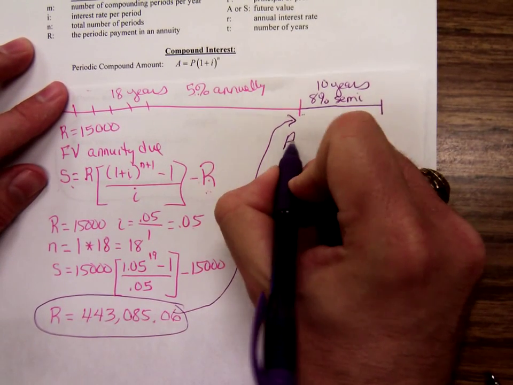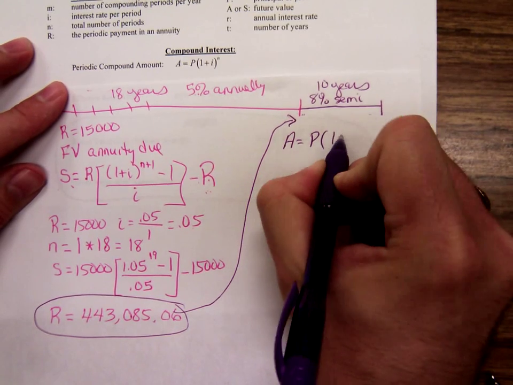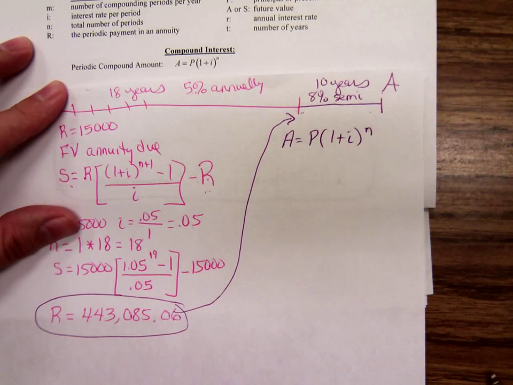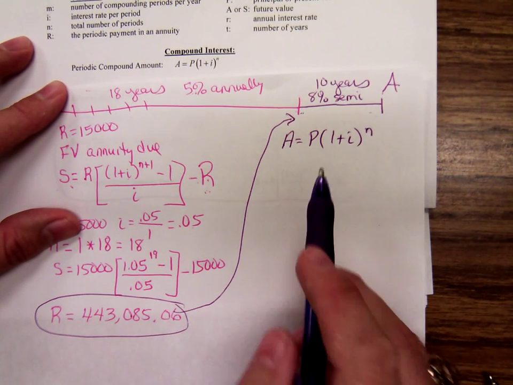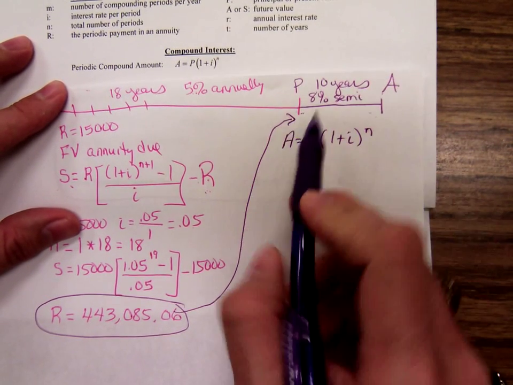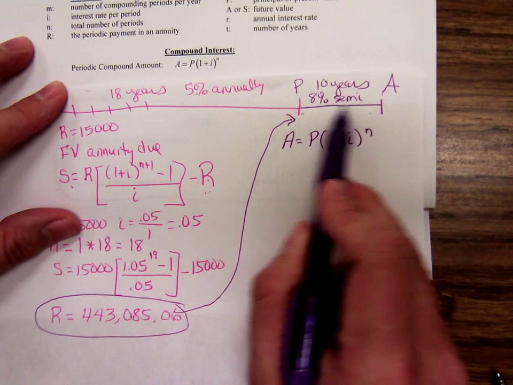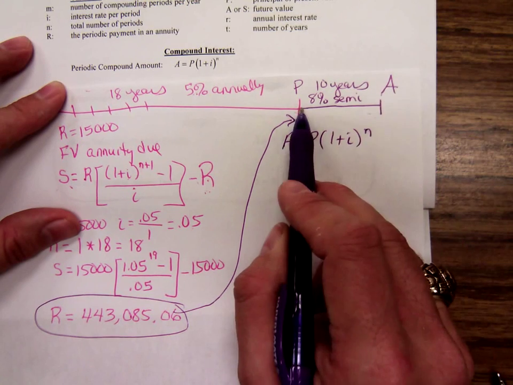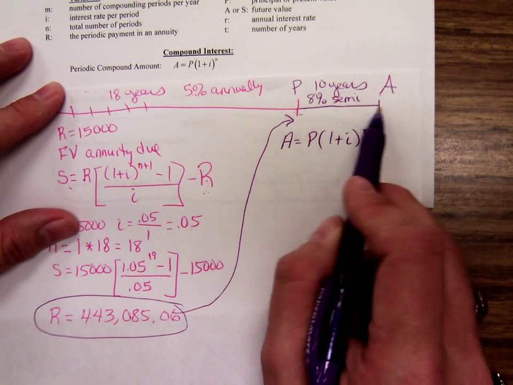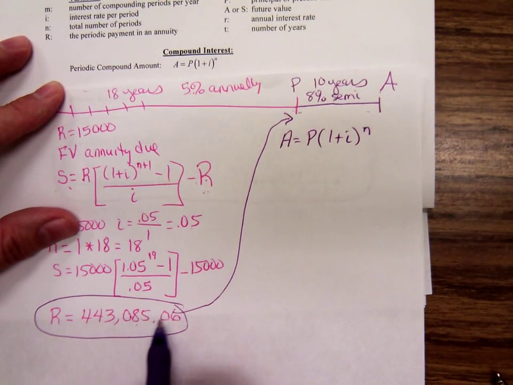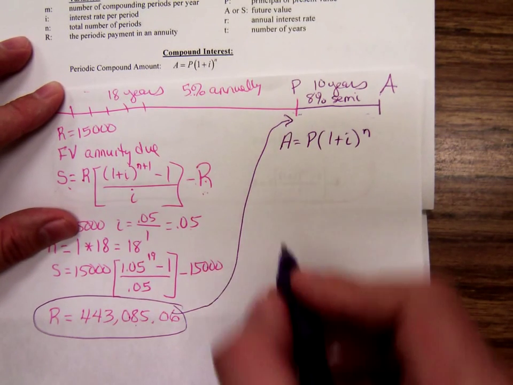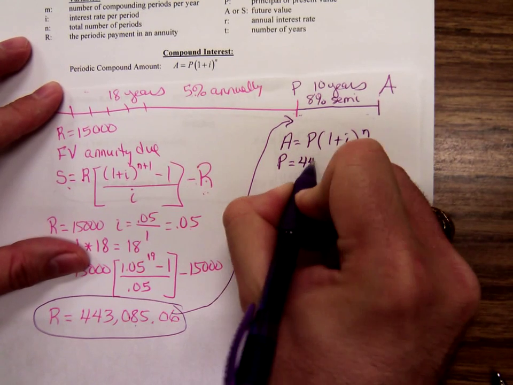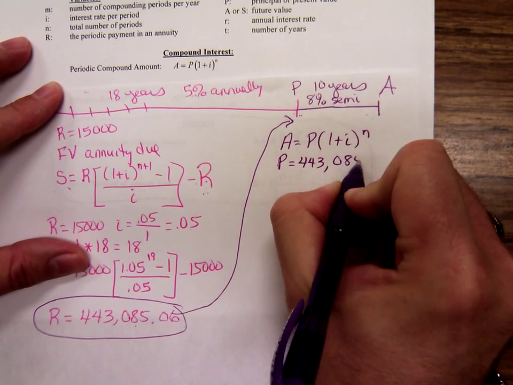A equals P times 1 plus I to the N. We're going to calculate that future amount there, A. The present value on this part of the timeline is this future value amount on the pink timeline. So for P, you put in $443,085.06.